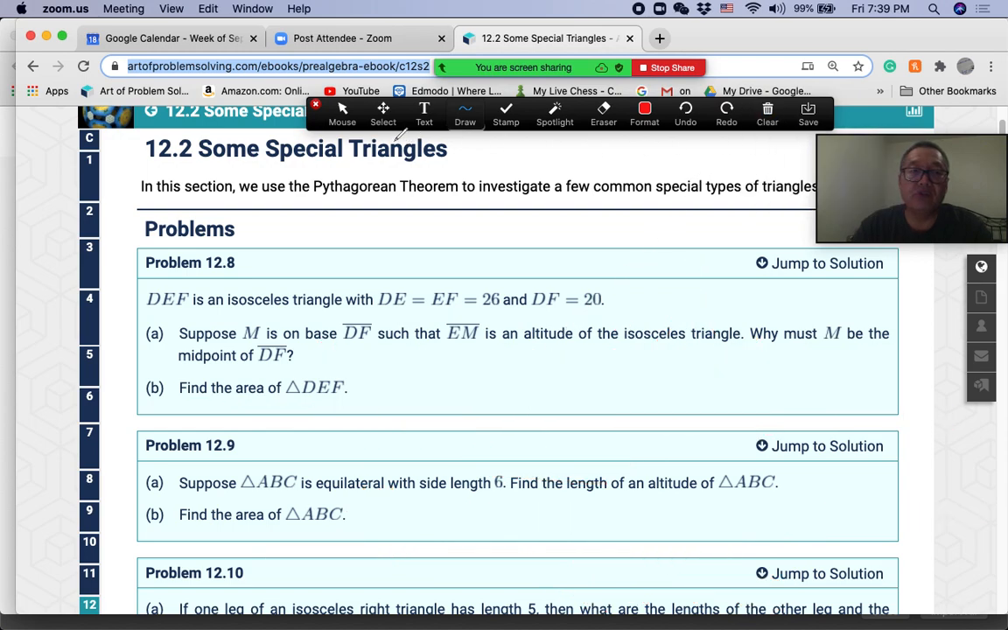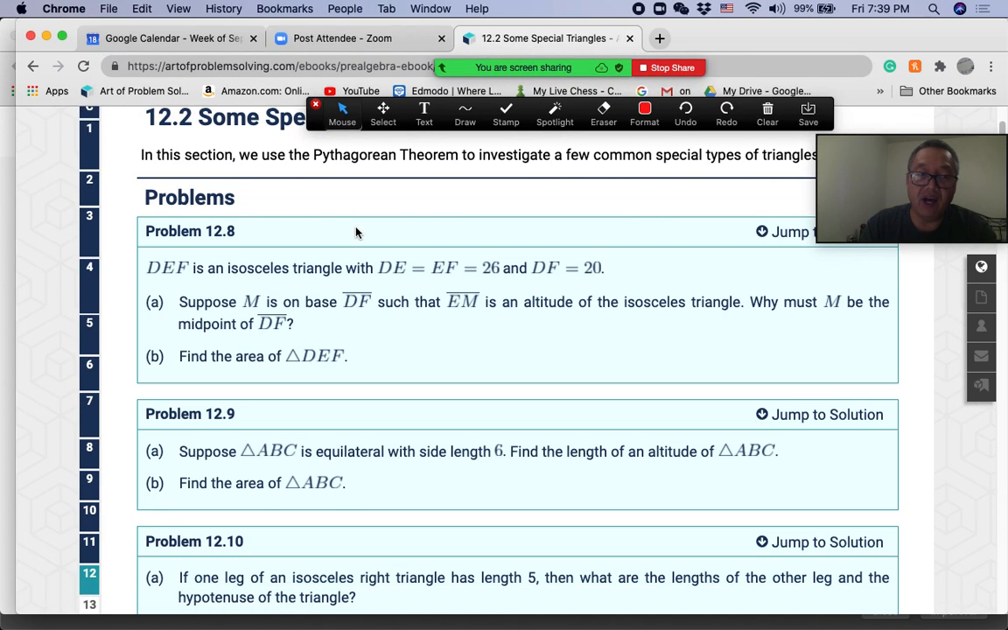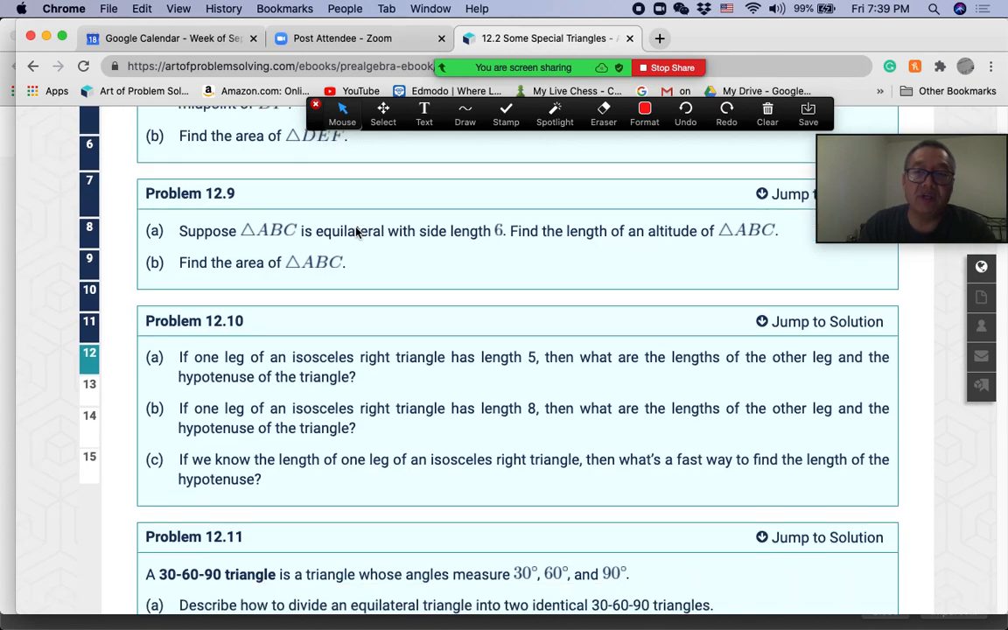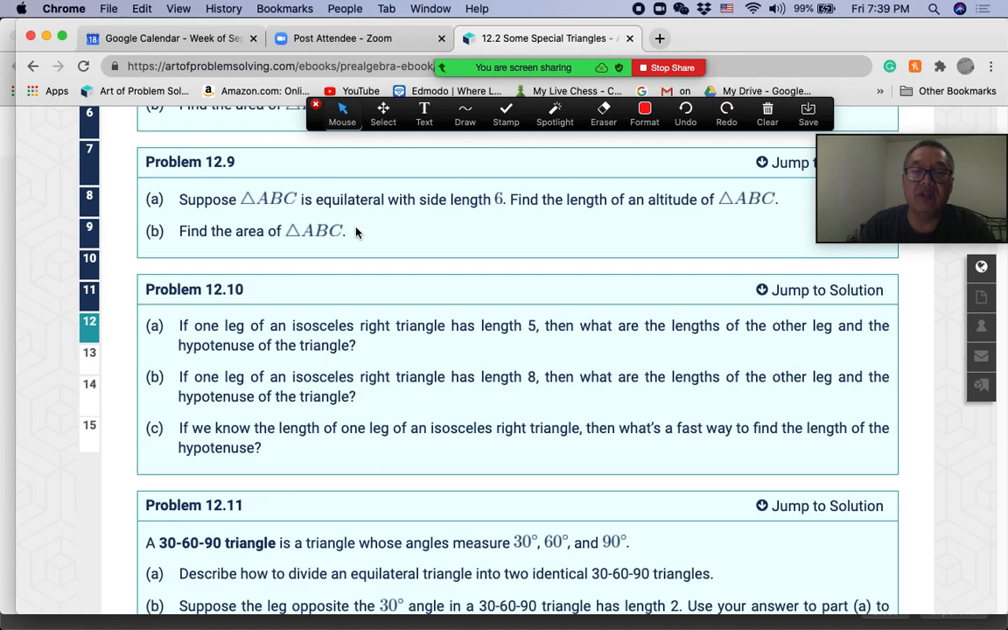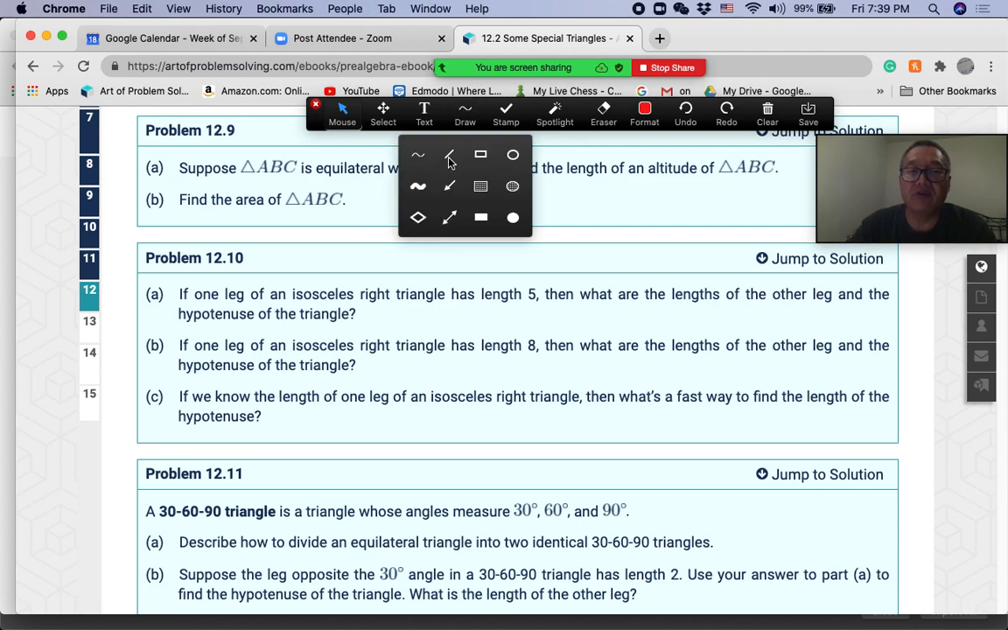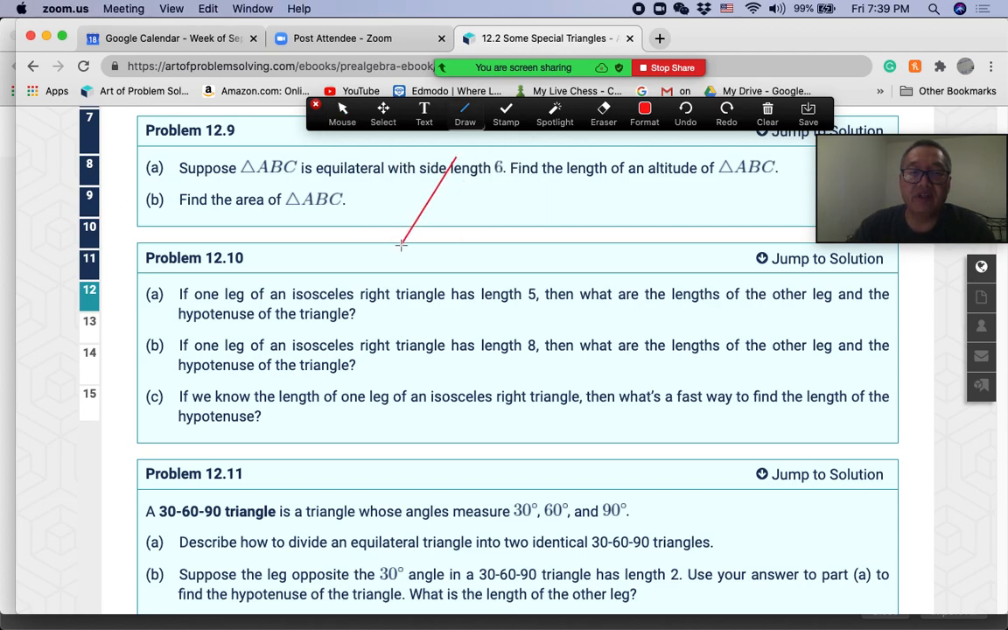Now let's go to the next one, 12.9. In this problem, they ask you: suppose triangle ABC is equilateral with side length 6. Find the length of the altitude of the triangle ABC. Find the area of triangle ABC. This one is very important because you will use it a lot of times. You will see this problem a lot of times.